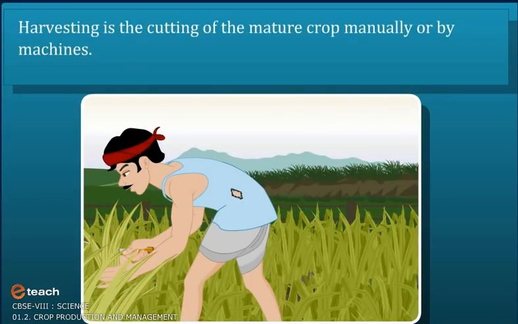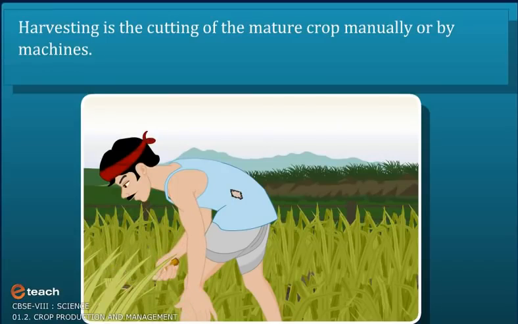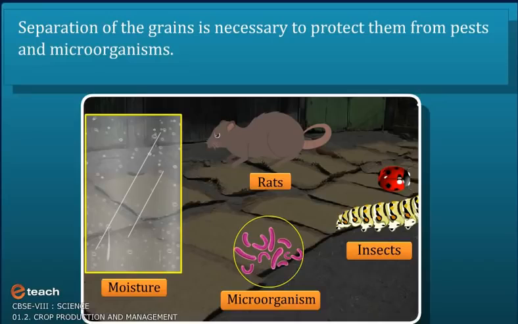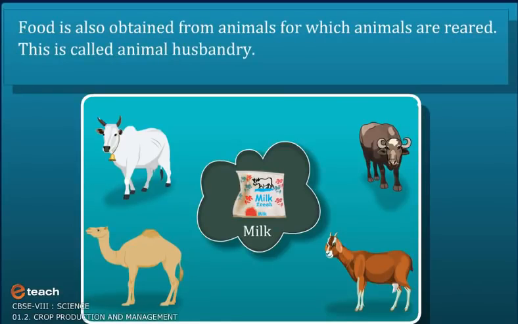Harvesting is the cutting of the mature crops manually or by machine. Separation of grains is necessary to protect them from pests and microorganisms. Food is also obtained from animals, for which animals are reared. This is called animal husbandry.